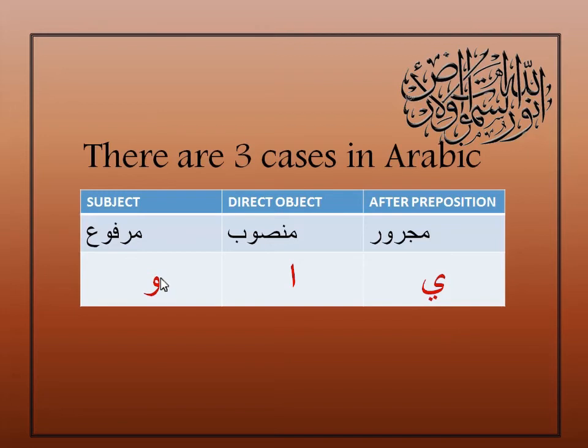So, we know we have 3 short vowels, which correspond to the 3 long vowels. So the same thing. Associate subject with the short vowel U or dhamma. Associate direct object with the short vowel E or fatha. Associate anything after a preposition with the short vowel I or kesra. And also the tanween forms. Remember the tanween? You learned those back in Aleph Ba. That's un, an, and in.